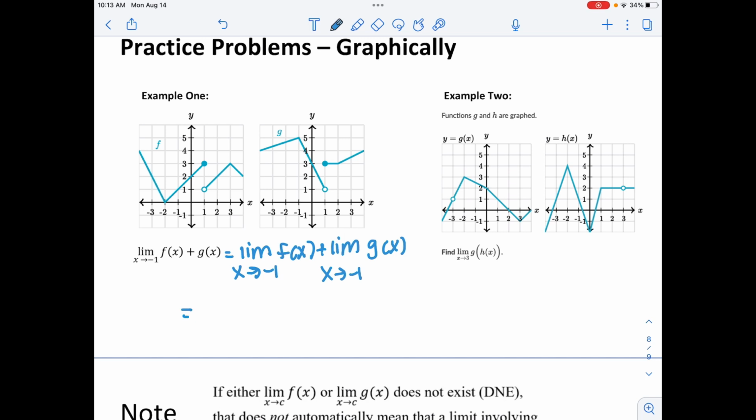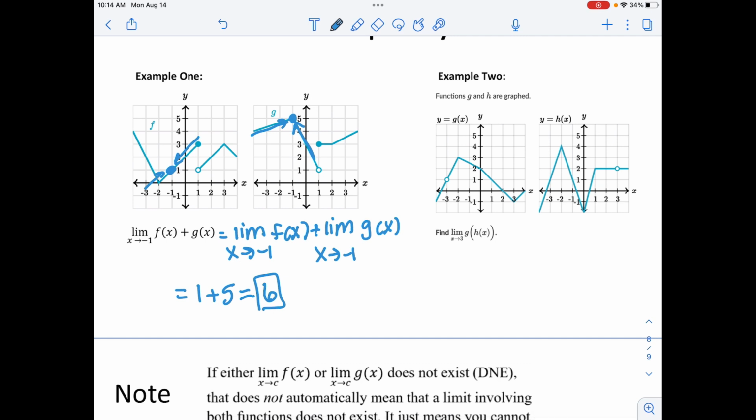So the limit of f of x as x approaches -1 is 1. And then the limit as x approaches -1 of g of x is 5. So you just do 1 plus 5. Add it together, and you'll get 6.